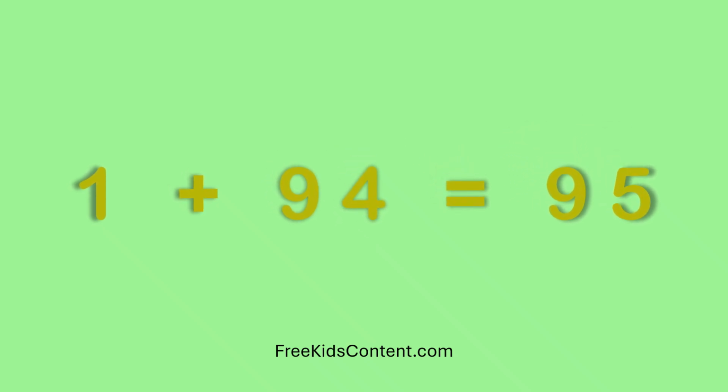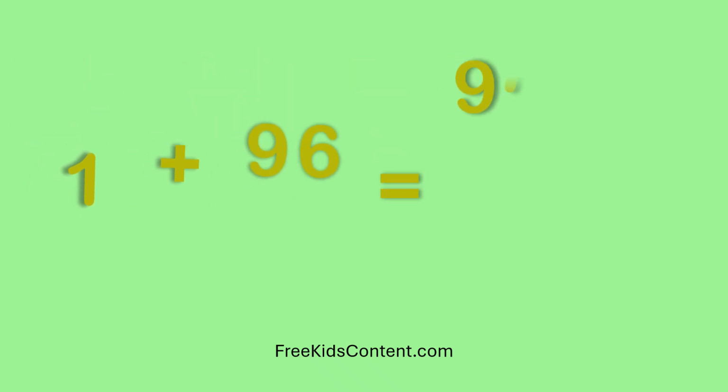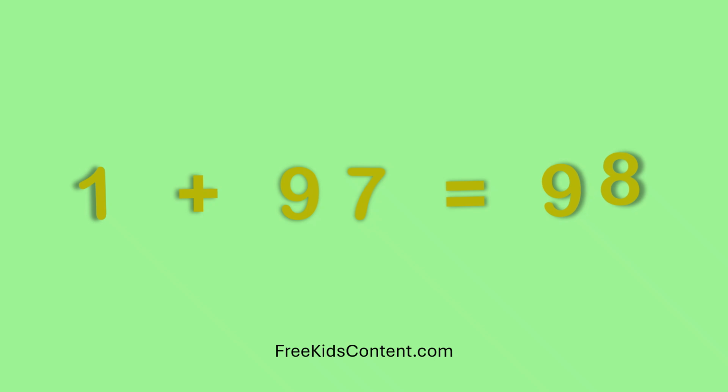1 plus 94 is equal to 95. 1 plus 95 is equal to 96. 1 plus 96 is equal to 97. 1 plus 97 is equal to 98.